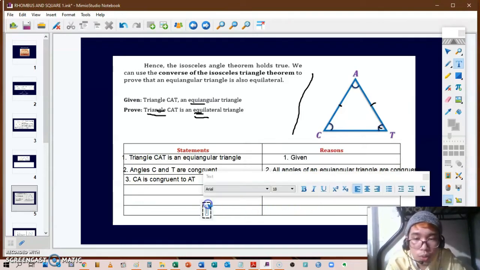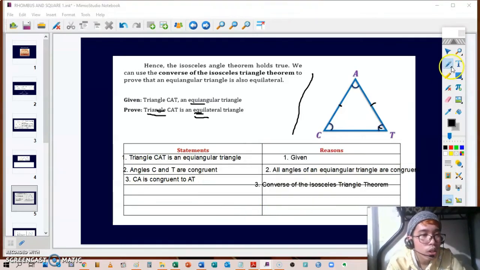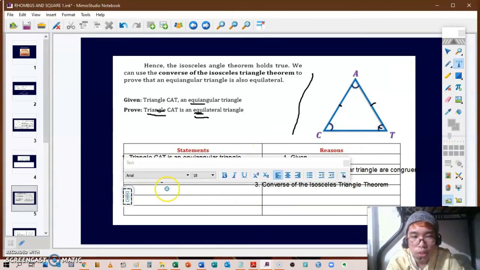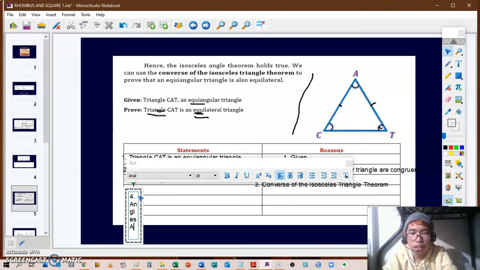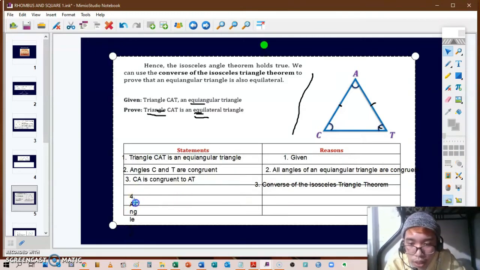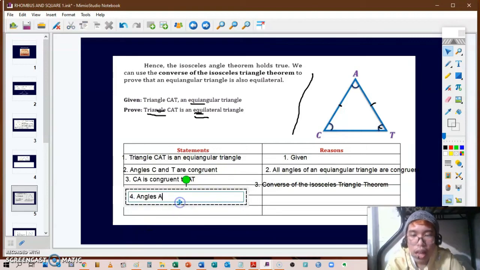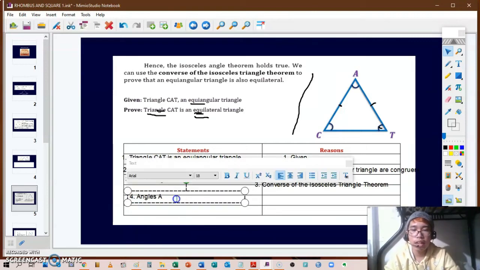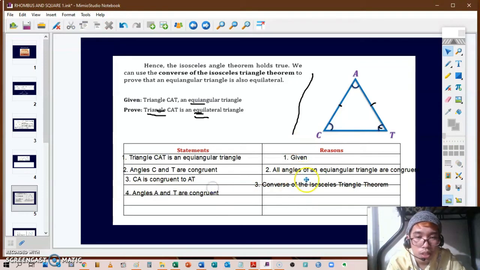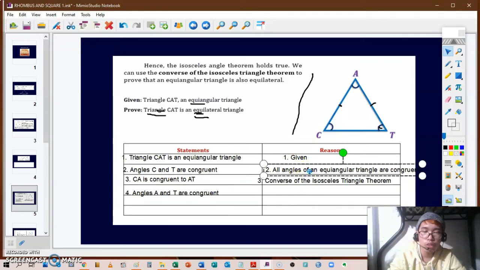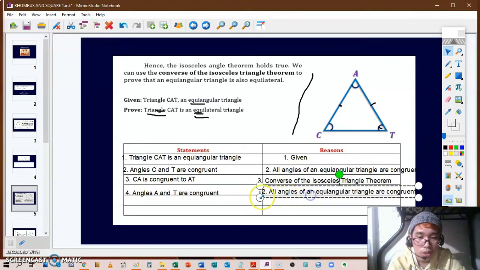Okay, and also we can do the same thing for number 4. For number 4, we can write that angles A and T are congruent. So let's write that. Angles A and T are congruent. Also using the same reason, all angles of an equiangular triangle are congruent. So let's write that.